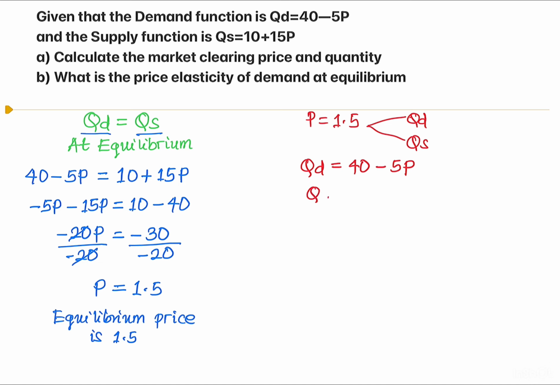So we write QD equals 40 minus 5 into brackets 1.5. QD, quantity demanded, equals 40 minus 5 times 1.5, that's 7.5. QD equals 40 minus 7.5, which is 32.5. This is our equilibrium quantity.